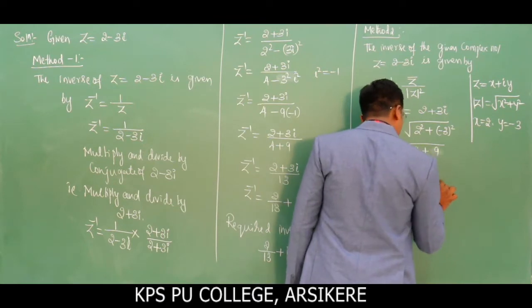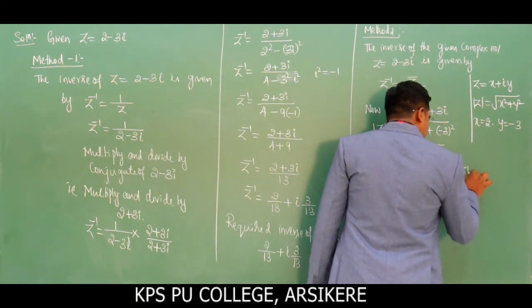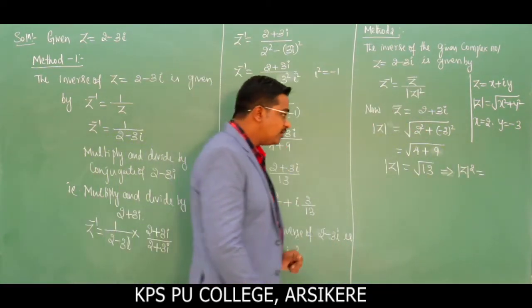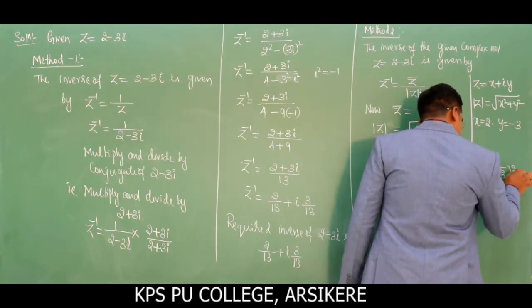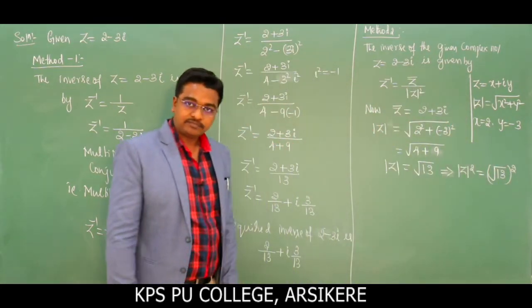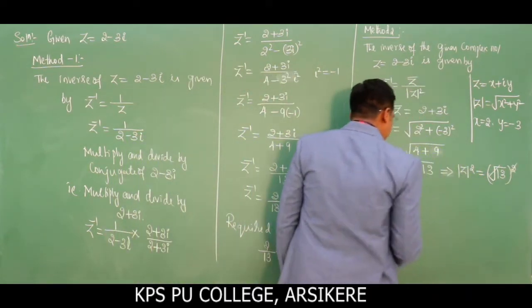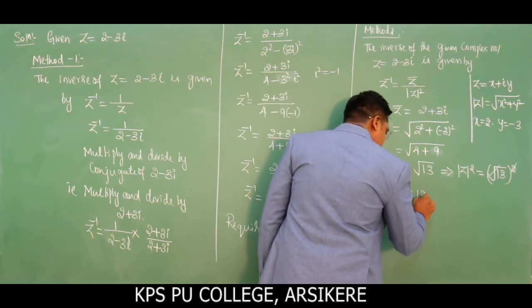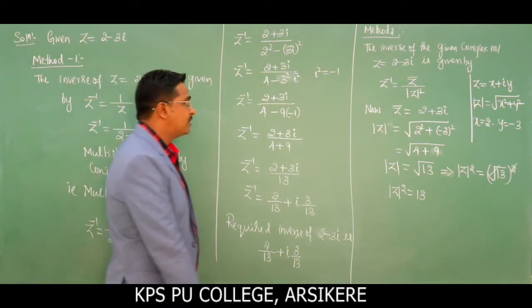Therefore, taking squaring on both sides, we get square root of 13 whole square. Here the square root and square get cancelled. So modulus of z whole square is equal to 13.